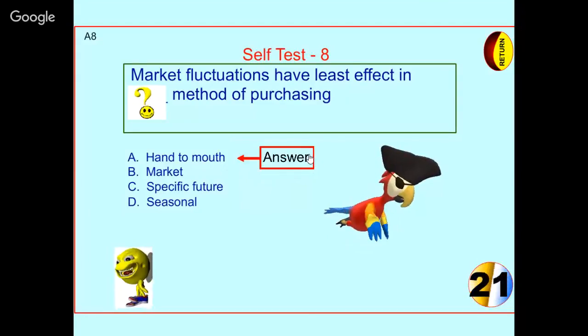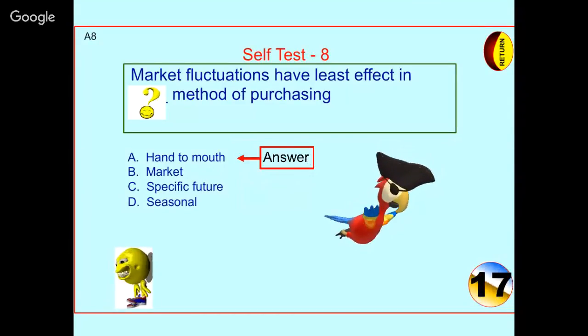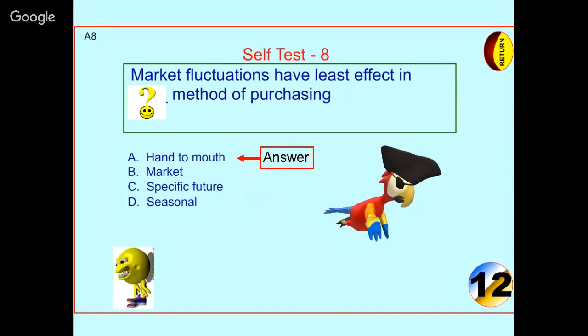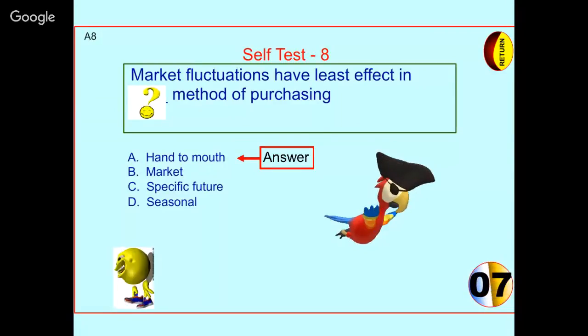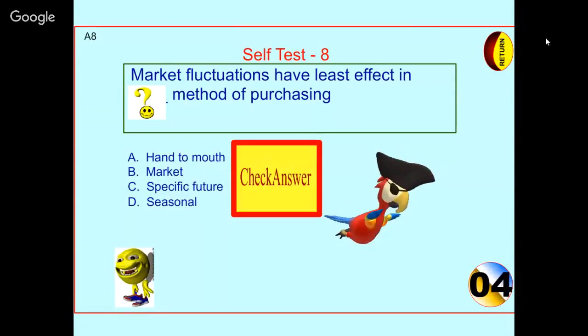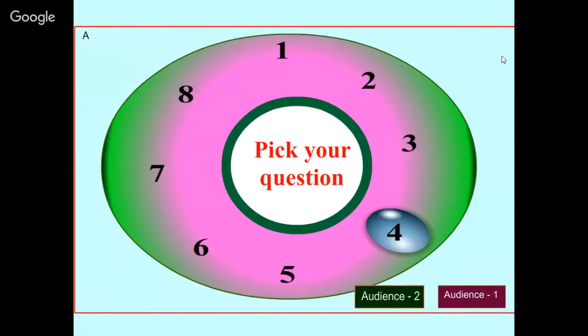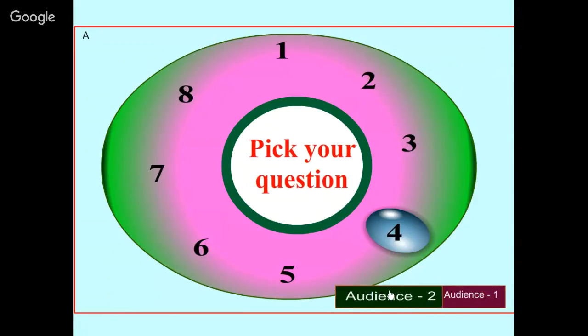Yes, you are right. The right answer is hand to mouth purchase. That is, the hand to mouth purchase is the method of purchasing where the market fluctuations will have the least effect. You are left with only one question from the main 8 questions. You don't have to pick it because that's the only remaining. I will pick it. Question number 4.